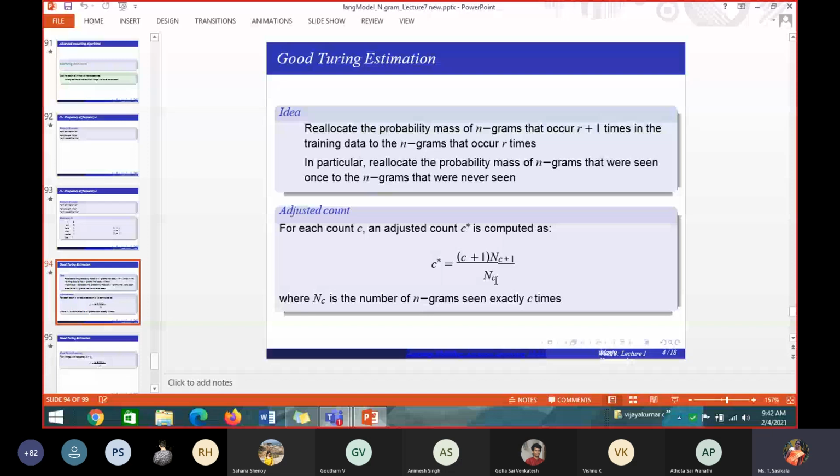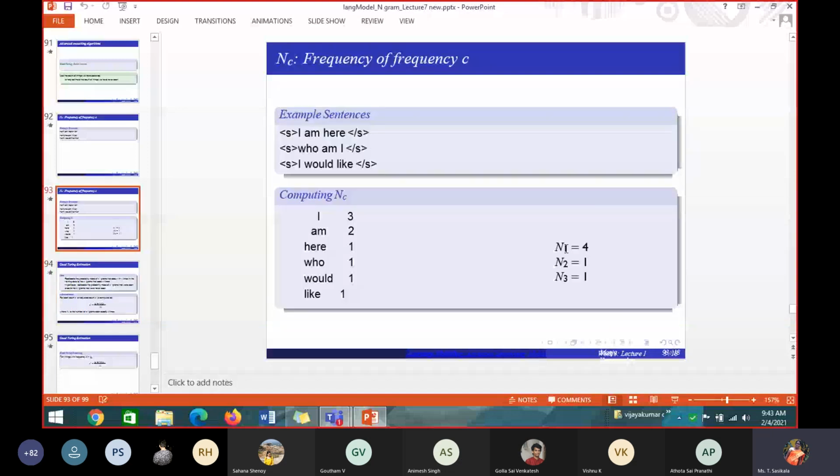So for each count C, the bigram adjustment factor C star is computed as C plus 1, NC plus 1 by NC, where NC is the number of n-grams seen exactly C times. Here it is unigrams only, so the number of unigrams seen for a given number of times. Words occurring 1 time is 4 words. So this is the formula.